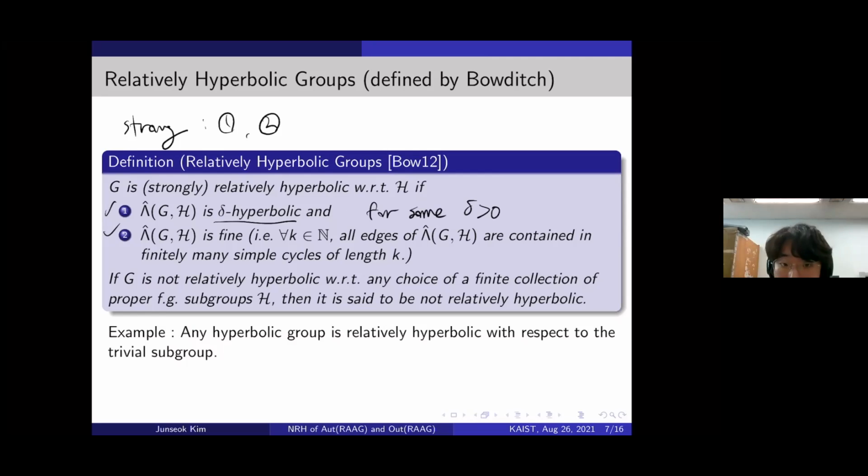Delta. And secondly, the coned-off graph must be fine. It means that for any positive integer k, all edges of the coned-off graph are contained in finitely many simple cycles of length k. And if the group G satisfies only the first condition, we say that G is weakly relatively hyperbolic with respect to H. In this talk, we only consider the strong sense, and it seems a bit complicated, so let's refer to the previous example.